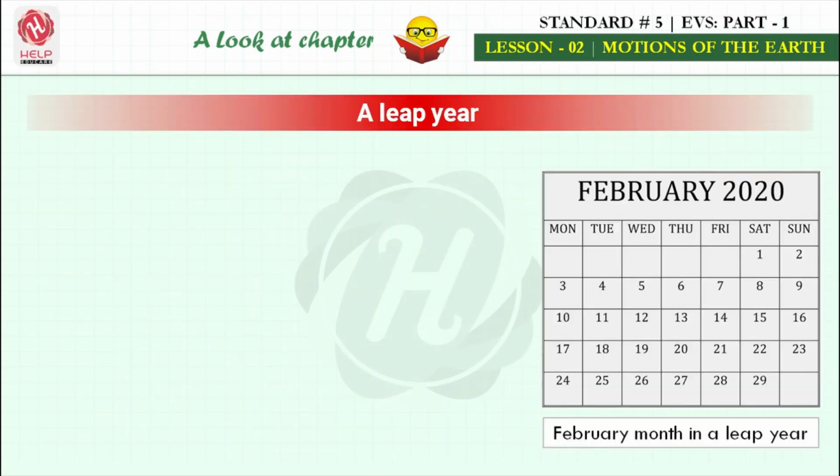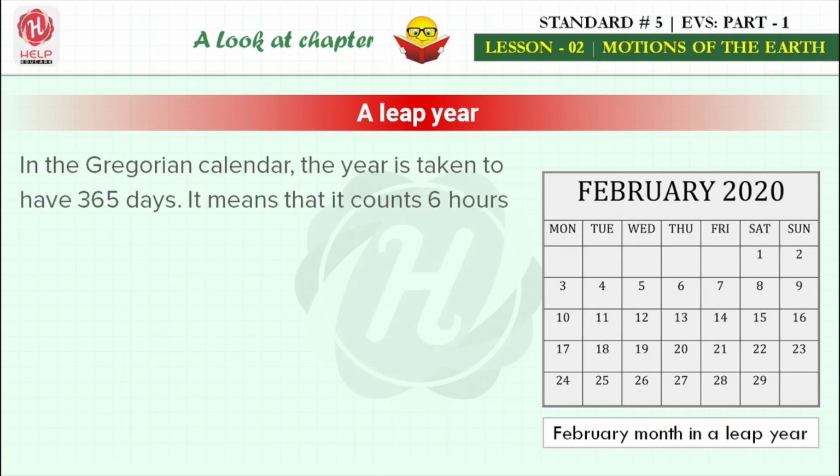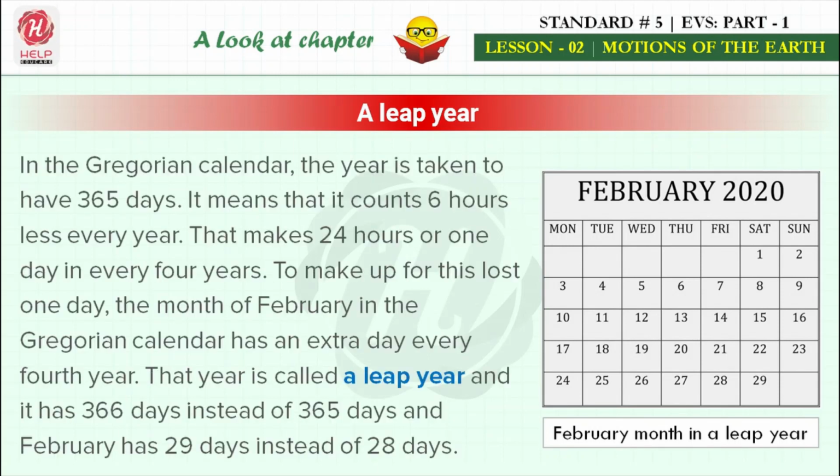Have you ever heard of leap year? In the Gregorian calendar, the year is taken to have 365 days. It means that it counts 6 hours less every year. That makes 24 hours, or 1 day, in every 4 years. To make up for this lost 1 day, the month of February, in the Gregorian calendar, has an extra day every 4th year. That year is called a leap year, and it has 366 days, instead of 365 days, and the month of February in this leap year has 29 days, instead of 28 days.